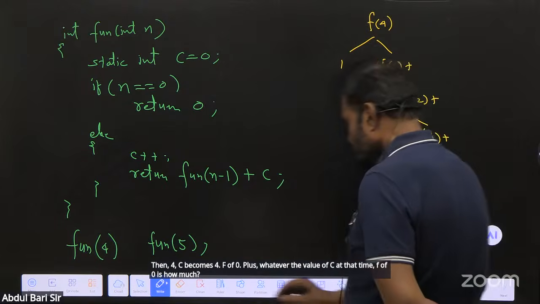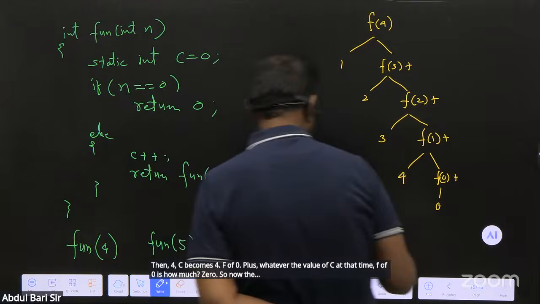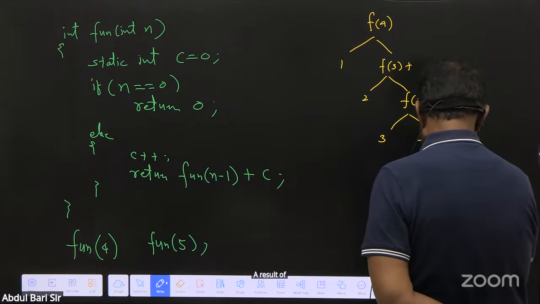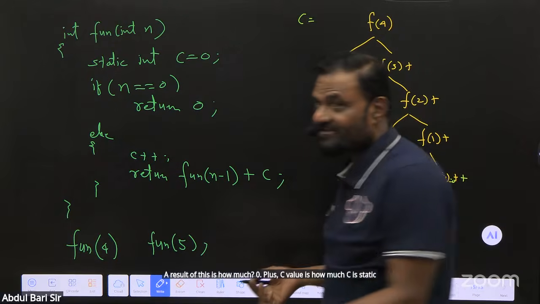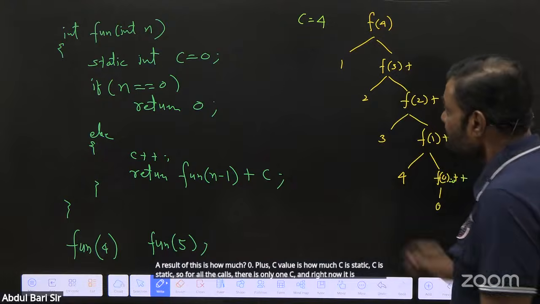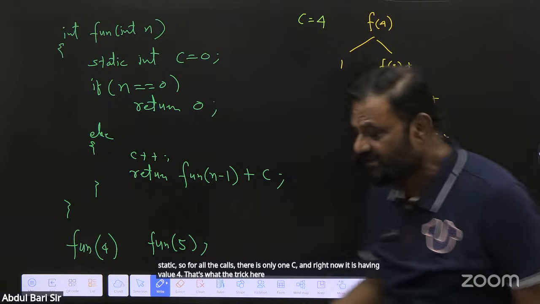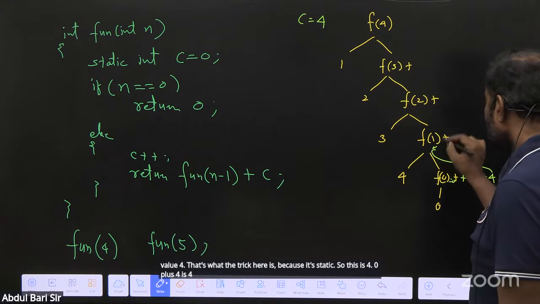0. So now the result of this is how much? 0. Plus C value is how much? C is static. So for all the calls, there is only one C, and right now it has the value 4. That's what the trick here is, because it's static. So 0 plus 4 is 4. And the return result is 4.